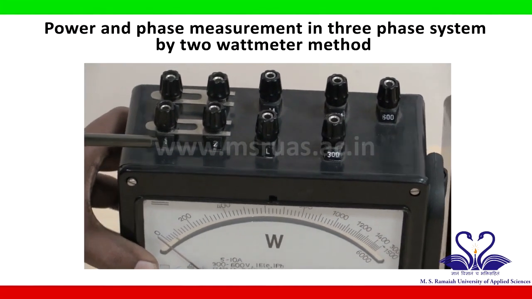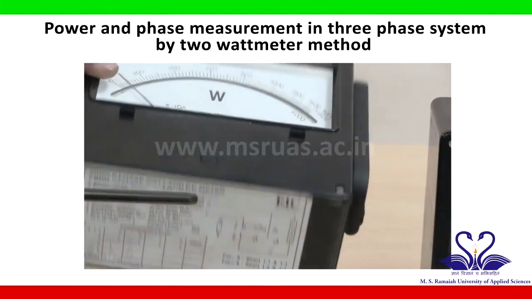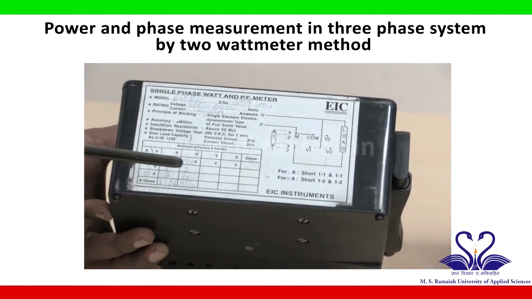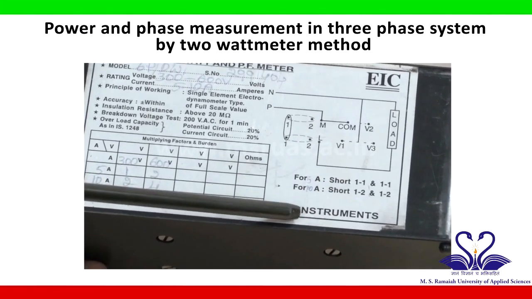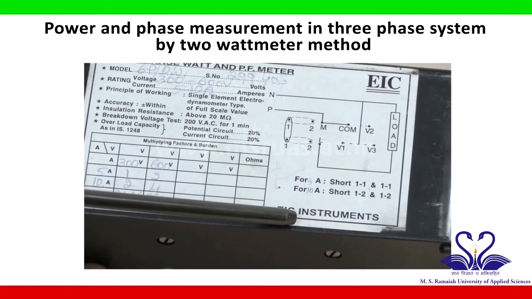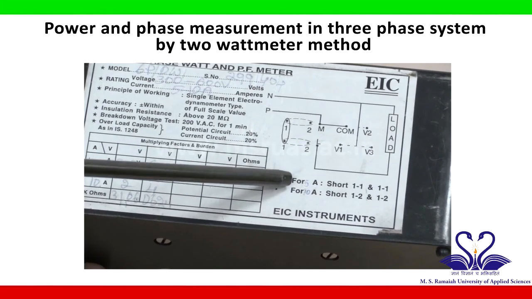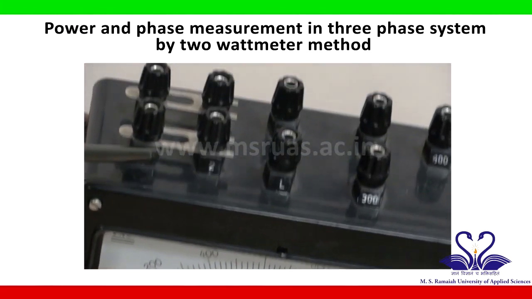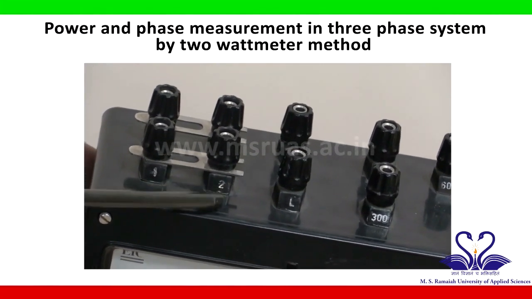Suppose here the connection is given from 1 to 2. So you have to look at the nameplate details of the wattmeter. If there is a connection from 1 to 2, then this wattmeter is used as 10 amperes. Suppose if there is a connection from 1 to 1, then the wattmeter is used as 5 amperes. So according to this wattmeter connection, there is a connection from 1 to 2. That means this wattmeter is used as 10 amperes.